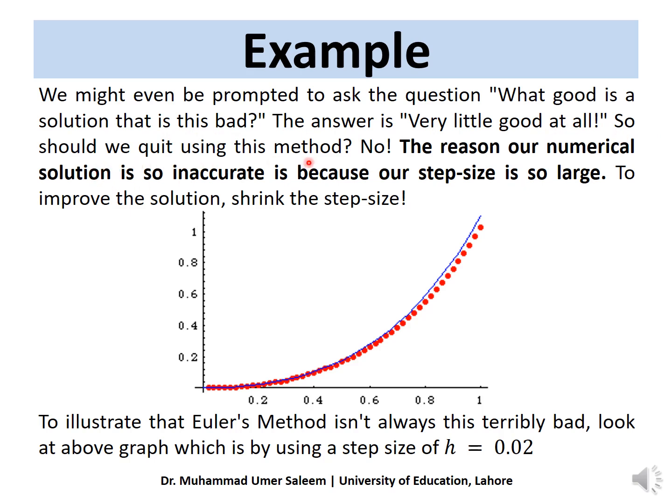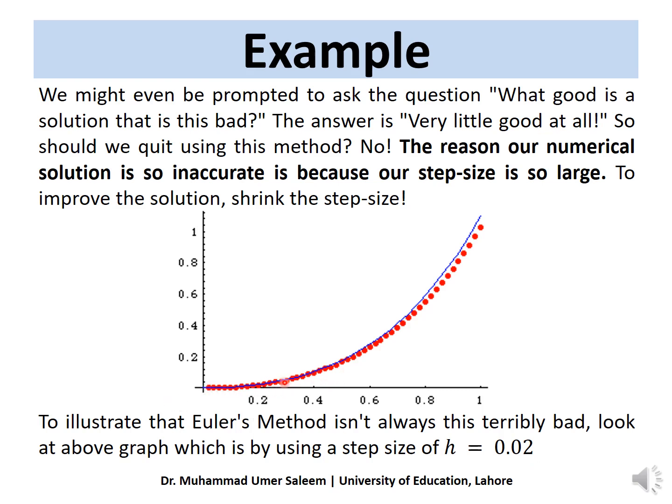So should we quit using this method? No, we are developing this method. Then we must know the reason. The reason our numerical solution is so inaccurate is because our step size is so large. So to improve the solution, shrink the step size. Look, I have calculated this one with a step size of 0.02. That means after every 0.02, these are the dots. To reach 1 from 0, you have to take 50 steps of length 0.02. So these are 50 dots.